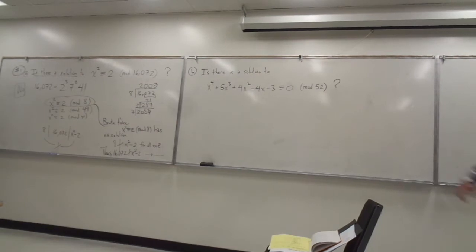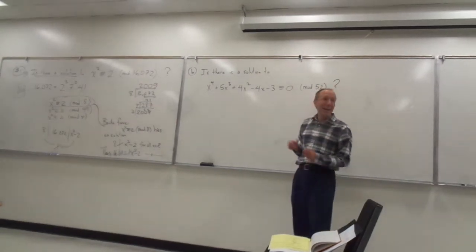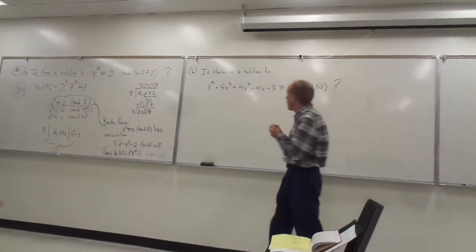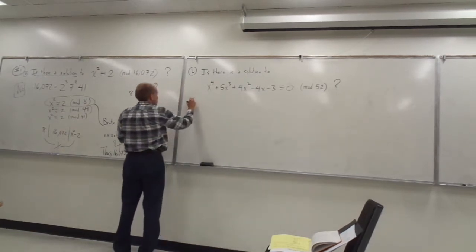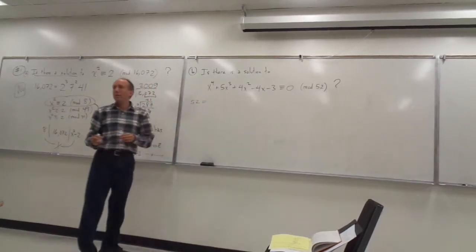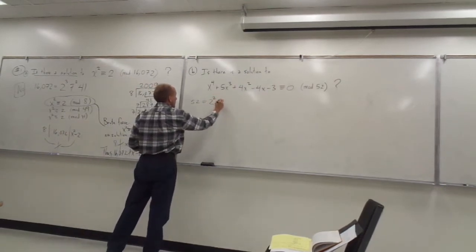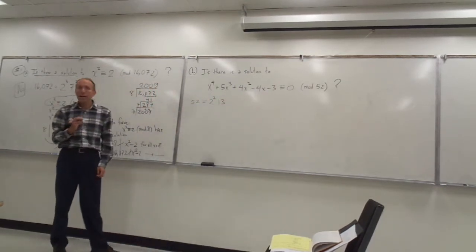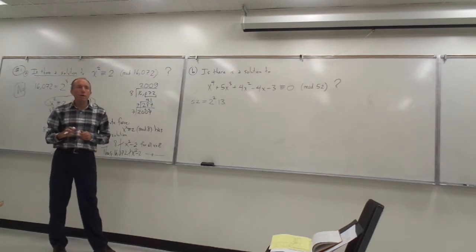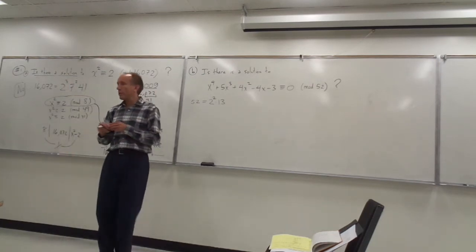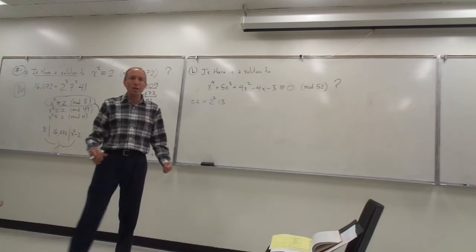Say again? Got to factor 52, right? I'm going to factor 52. Exactly. So let's try that. 52, this one's pretty easy to factor. You take out a factor of 2 twice, right? So it's 2 squared times 13. Okay? Which of those, which mod do you think is our friendliest mod to work with here?